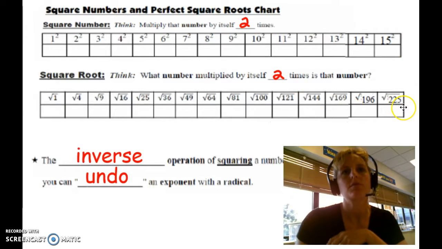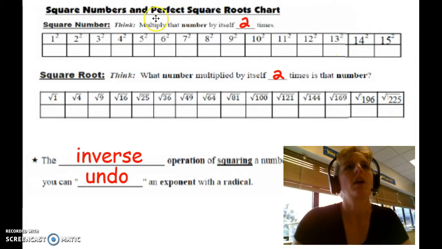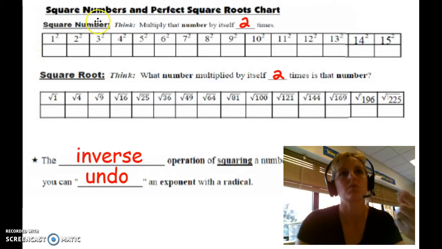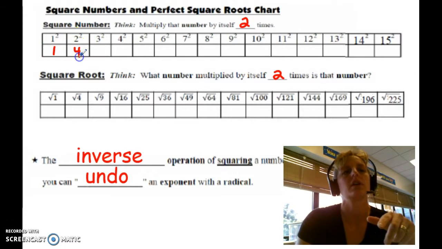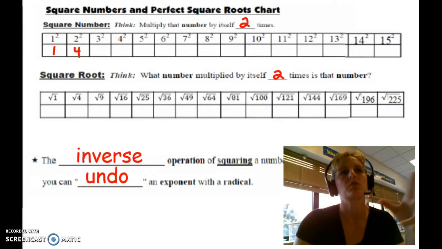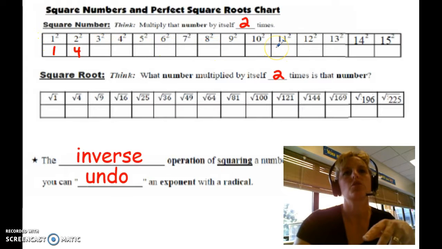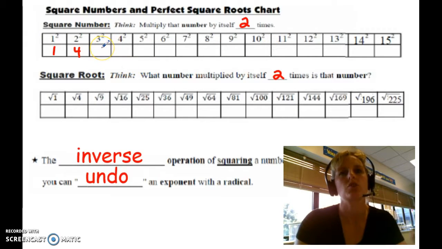Now the next part of your note should look familiar because we did talk about this earlier in our last unit. For right here, I just want to remind you, a square number is when we take that number and multiply by itself. So over here, you're just taking 1 times 1, and you're getting the answer of 1. And then you're doing 2 times 2, and you're getting the answer of 4, and so on and so forth. So we want you to have a table filled in of all the square numbers.